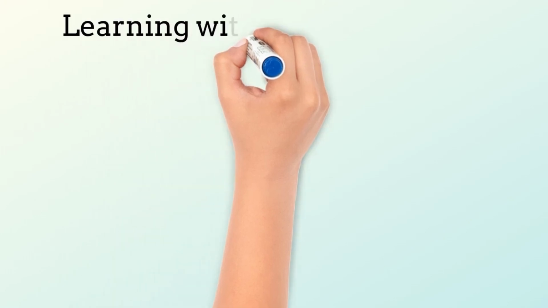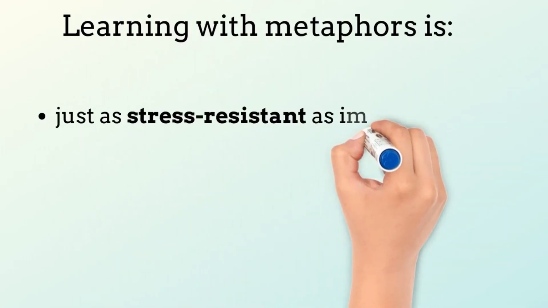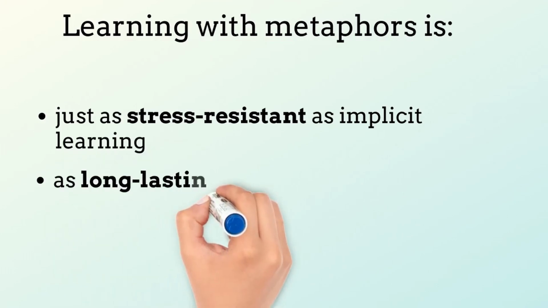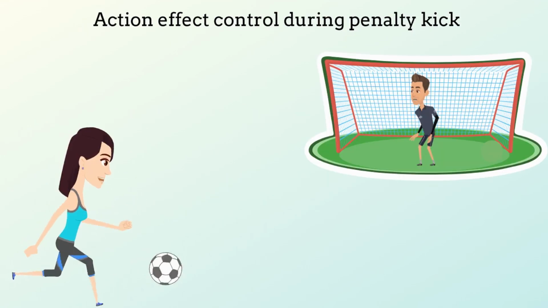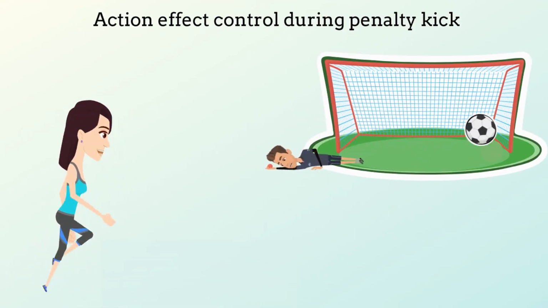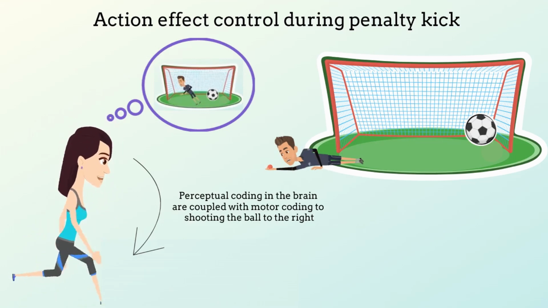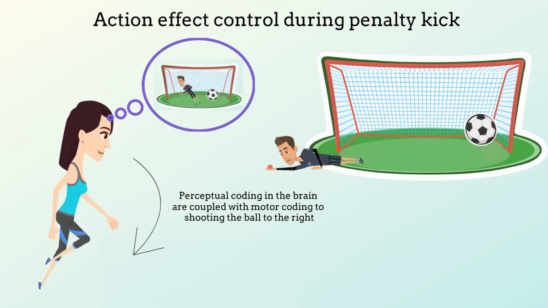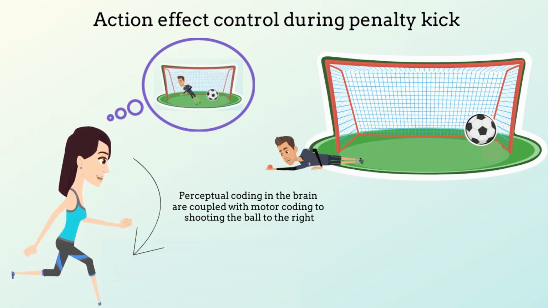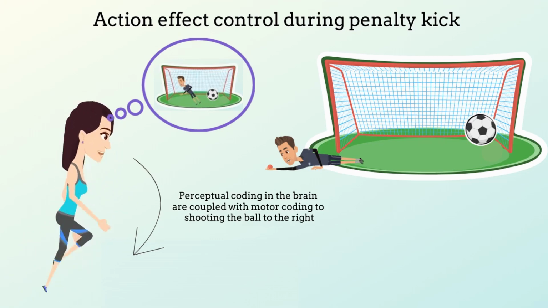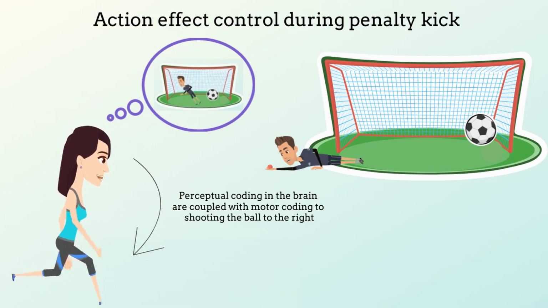In fact, studies have shown that learning via metaphors is as stress-resistant as implicit learning and shows effects as long-lasting as learning with external attentional focus. Following the ideomotor principle through the learning process, internal representations of the action effects will be neurally coded in common with the motor processes that are producing the action effects. Once the first part of the complex motor skill has been learned implicitly, the learner will move on to the second part, the third, and so on.